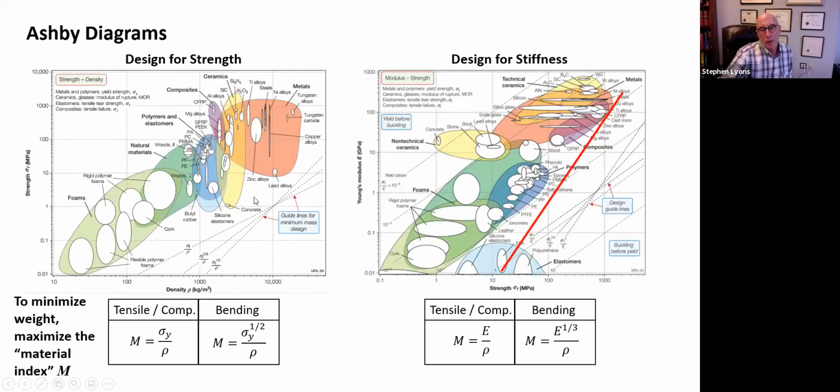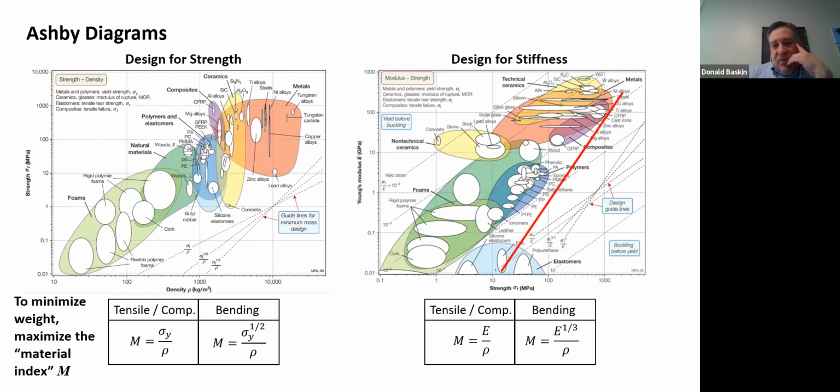Can I ask one last question? Sure. On this slide here, the design for stiffness and strength, are they based upon some sort of computational formula for each, or where does the information come from? So this information comes out of tables, I assume.